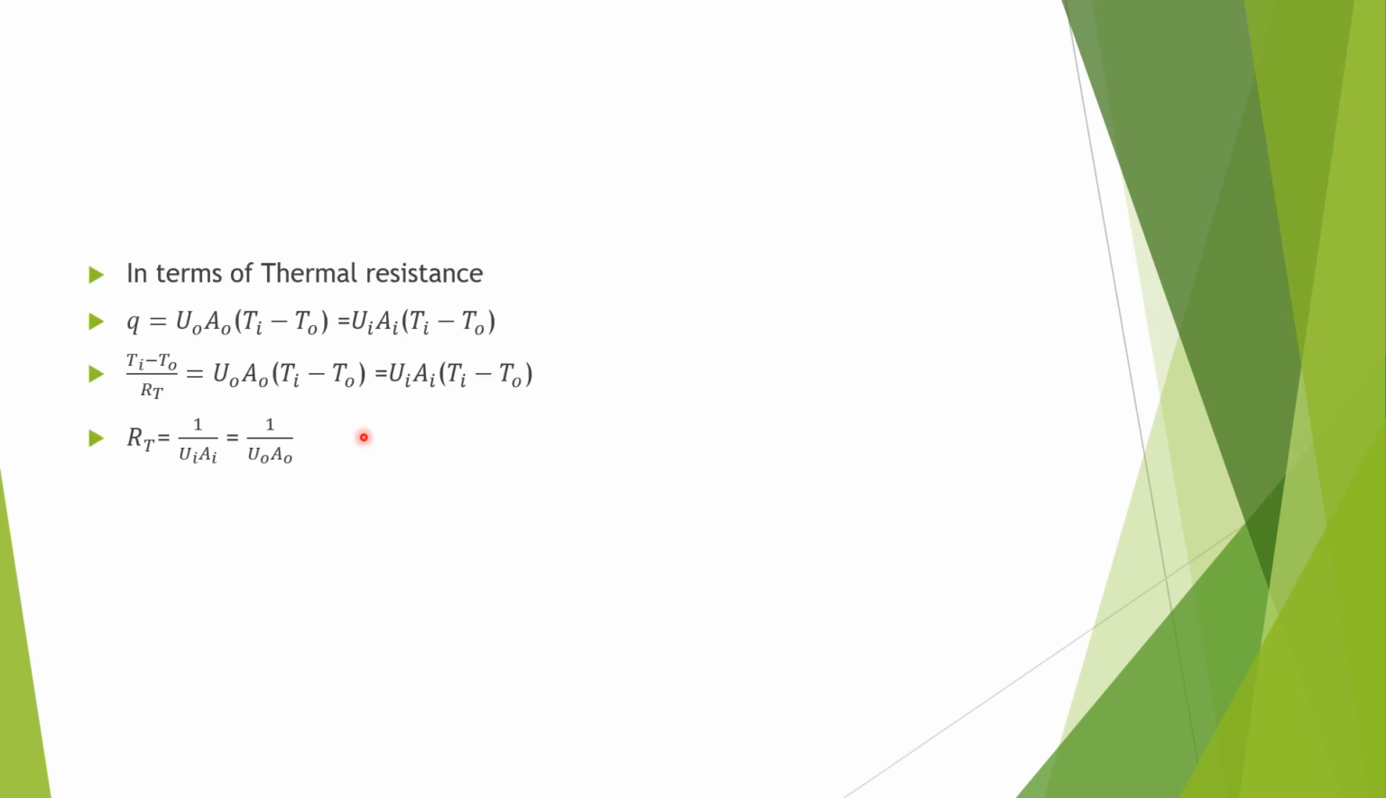So again we will write this equation in terms of the thermal resistance. So Q is equal to Uo Ao (Ti minus To) is equal to Ui Ai (Ti minus To). This equation is from our previous slide. So when we get it in terms of the thermal resistance, we will get this equation Ti minus To. So we can write thermal resistance as this.